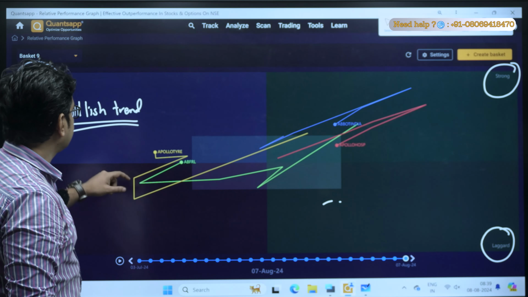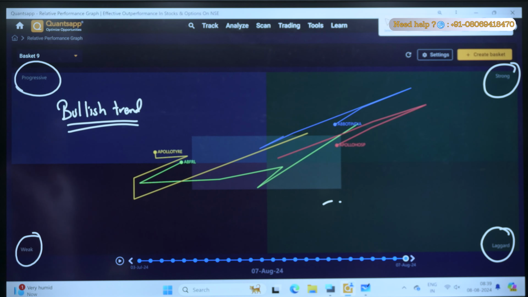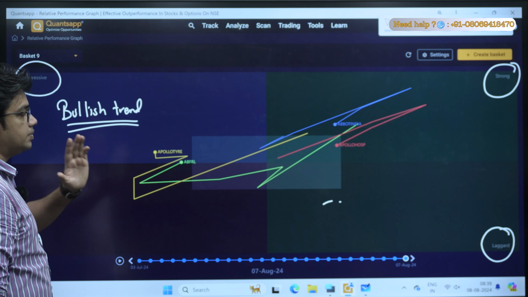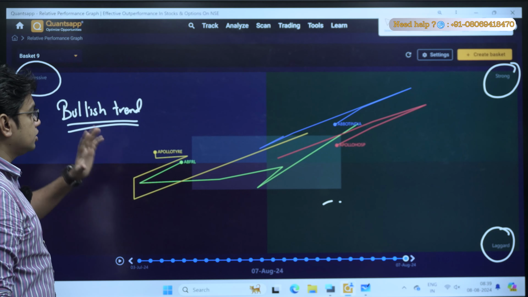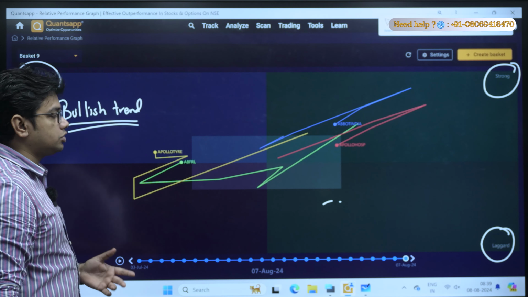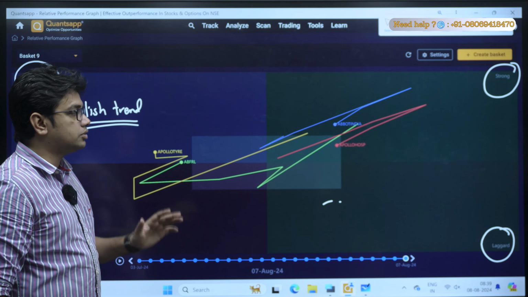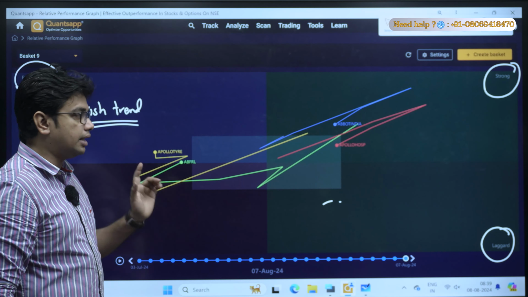So here I have the first quadrant, that is progressive. It indicates that a bullish trend has been generated in that particular stock. So I can buy that stock, or I can buy the future, or I can buy the option. Any of these instruments I can buy in that particular stock.